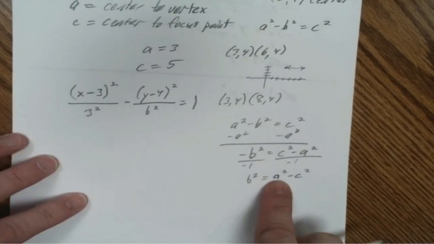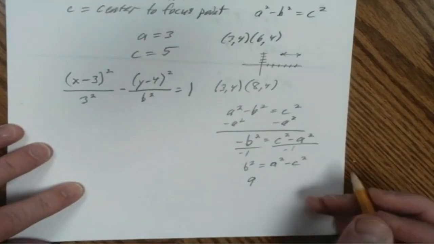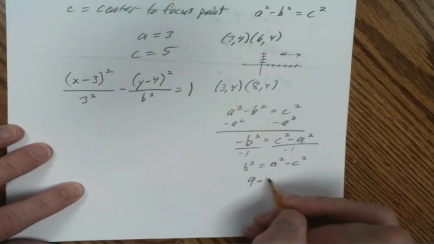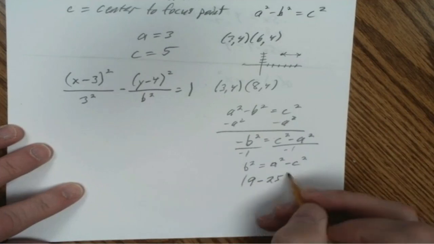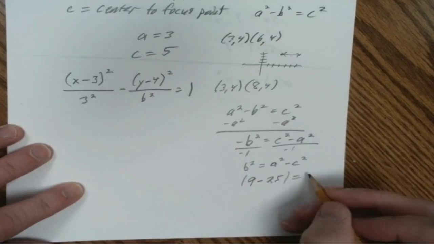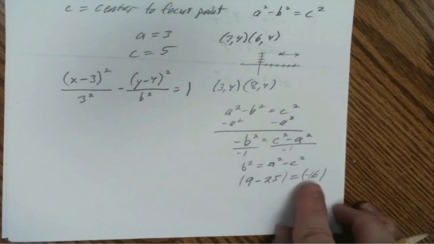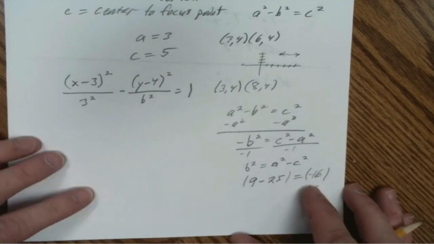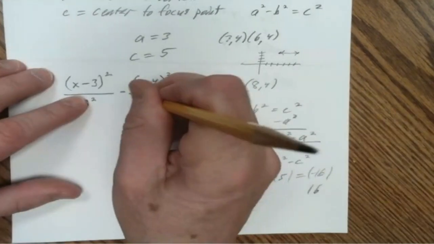So a squared, our a is 3, a squared minus 25. It's going to be the absolute value of this because we can't have a negative. Negative 16, but the absolute value of that is 16 because we're talking about a distance, so we can't have a negative value on a distance like that. All right. So if b squared is 16, we can replace that in our equation.